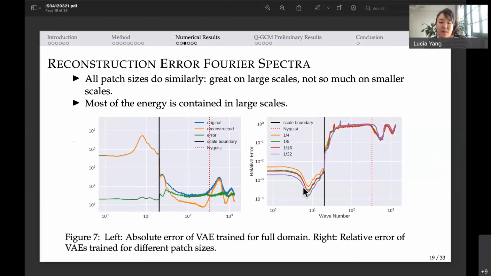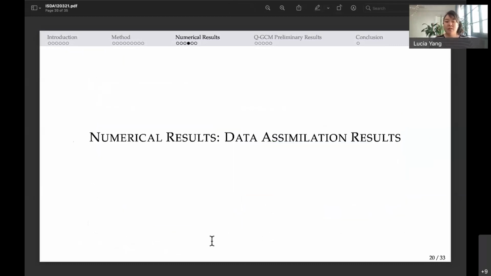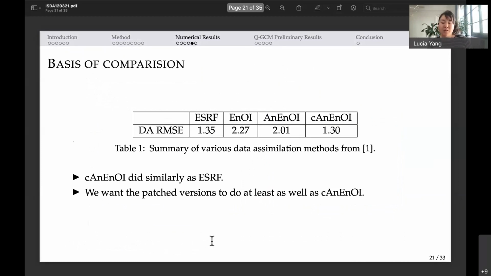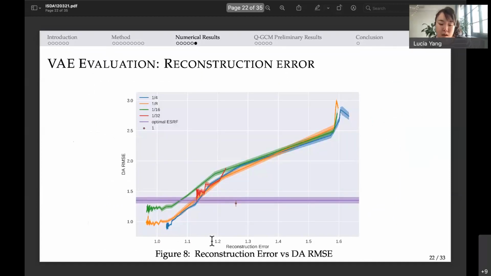And what we've seen is that when we train our VAEs on these different size patches, the large scale motions are always learned first. It's a little bit more difficult to learn the small scale dynamics, but most of the energy is contained in the large scale. So that could be considered to be okay. And when we take a look at how our VAEs trained on the different patch sizes do in data assimilation, let me skip this slide.